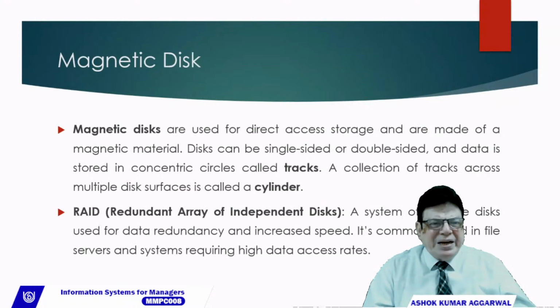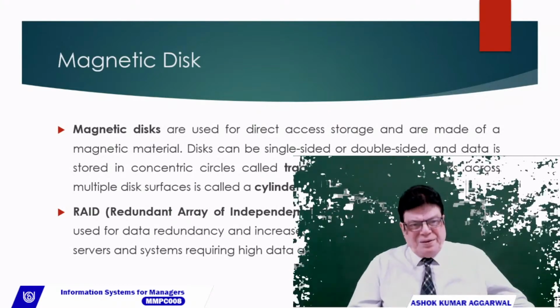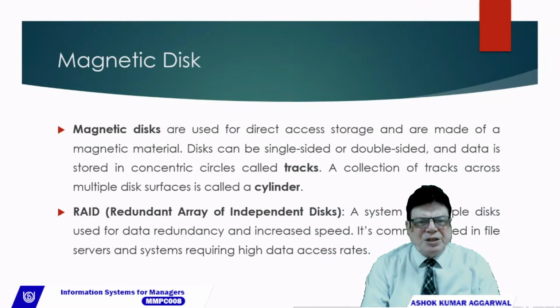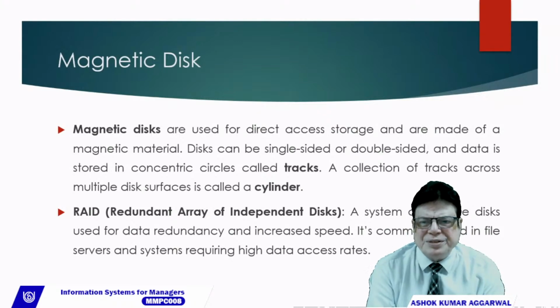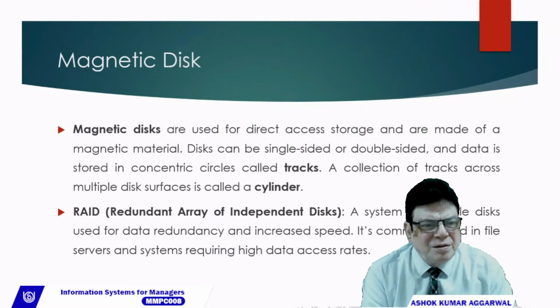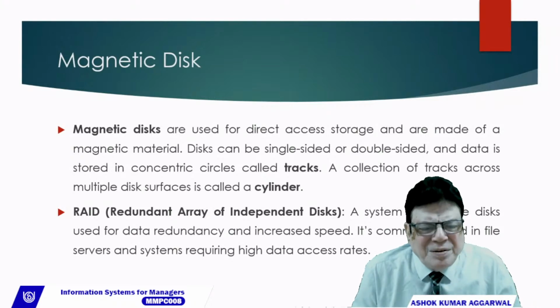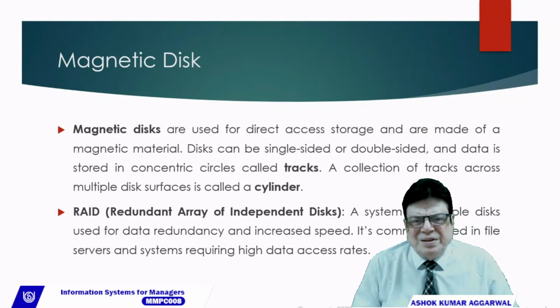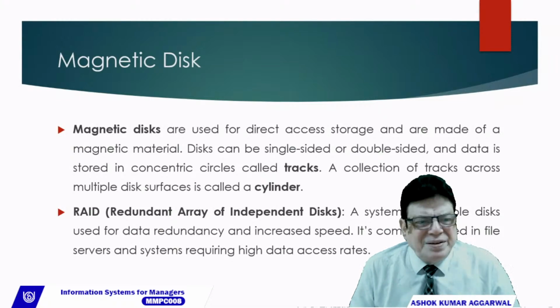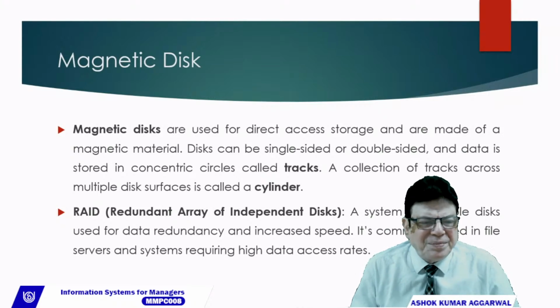Next is magnetic disk. Magnetic disks are used for direct access storage and are made of a magnetic material. Disks can be single-sided or double-sided, and data is stored in concentric circles called tracks. A collection of tracks across multiple disk surfaces is called a cylinder.